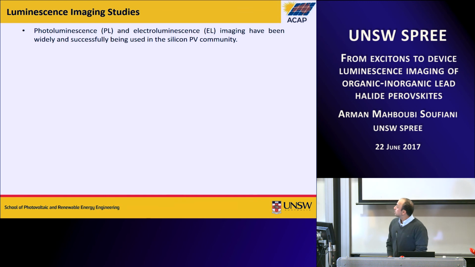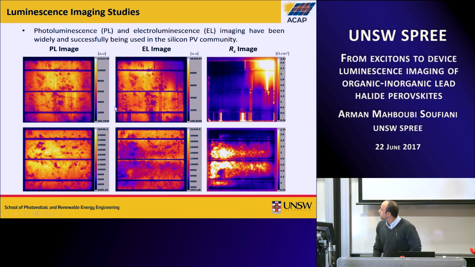Okay, what I'm going to talk about, which covers part of my PhD, is the luminescence imaging technique. Photoluminescence and electroluminescence imaging has been serving the silicon PV community very well, both in research and development and also at industrial level. You can see here just an example of a crystalline silicon solar cell. The left-hand side column is the PL image. In the middle you see the EL image, example of EL images.